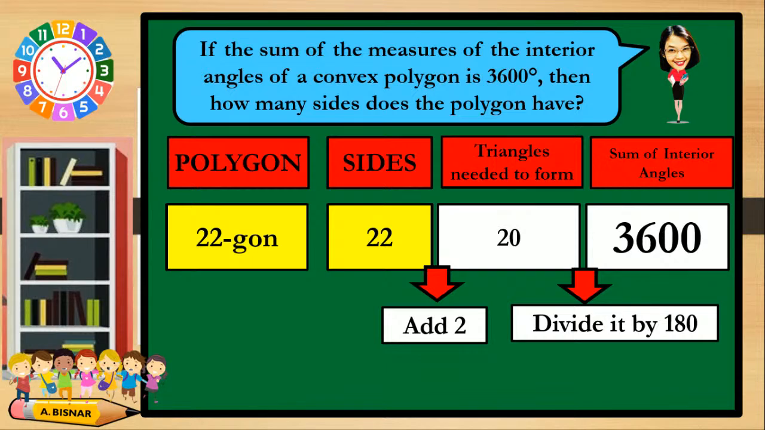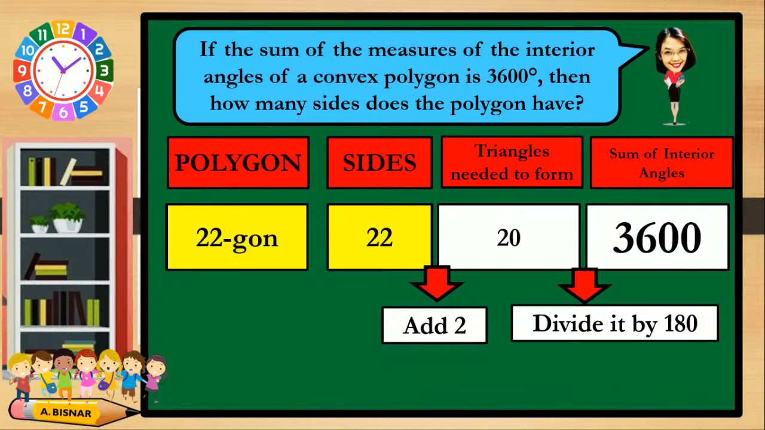Nagets po? Pag nagets, kayo naman. Gets ba? You will divide, and after you divide, you will add 2. So, when you write your answer, ganito yung gagawin. I will chat so that you will see the example. So, 22gon with 22 sides. And then you'll be needing 20 triangles. And the sum is 3,600. So, ganito yung gagawin.